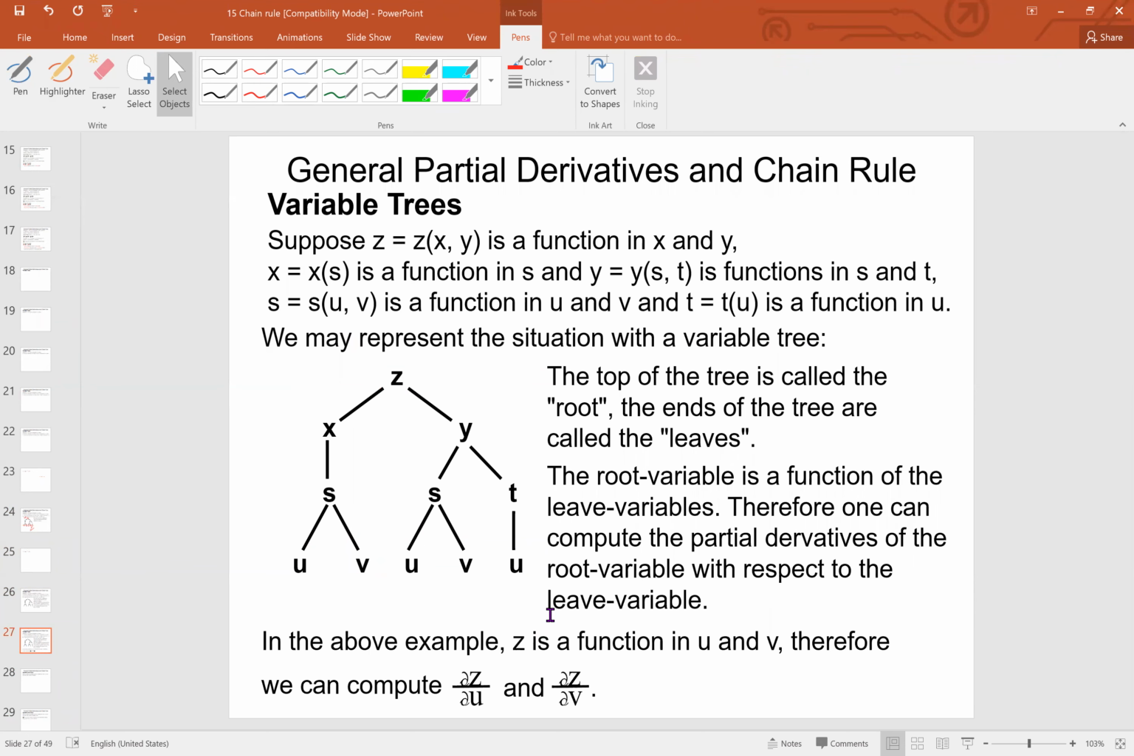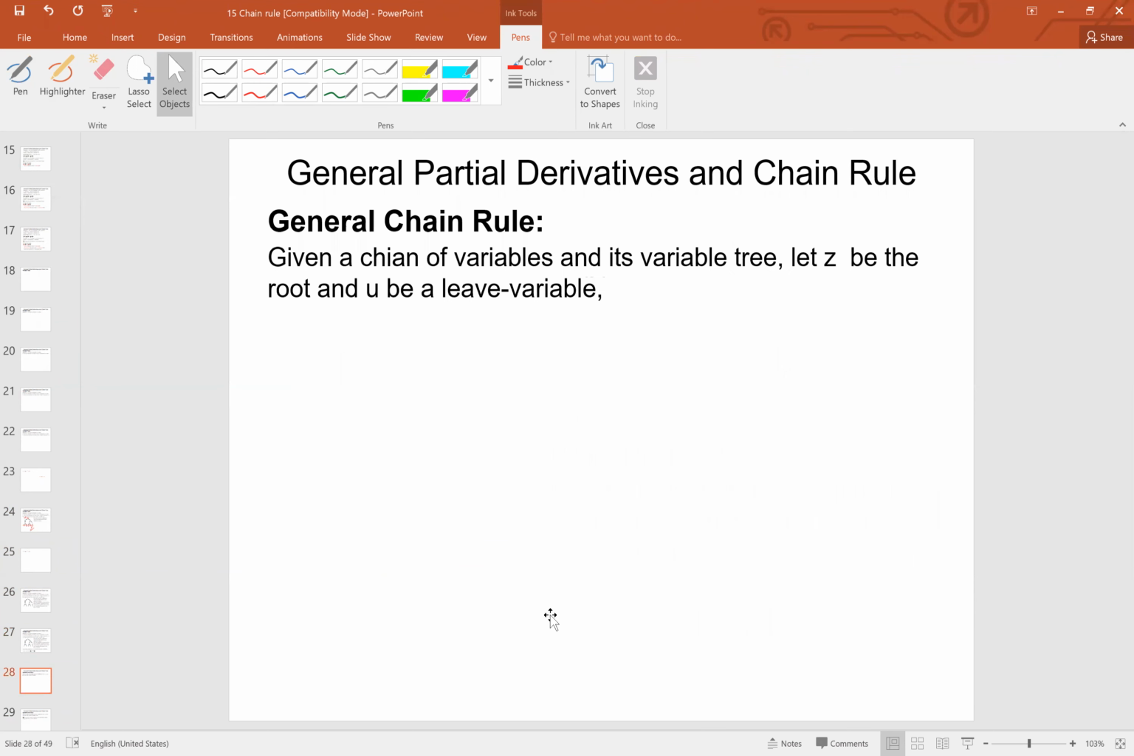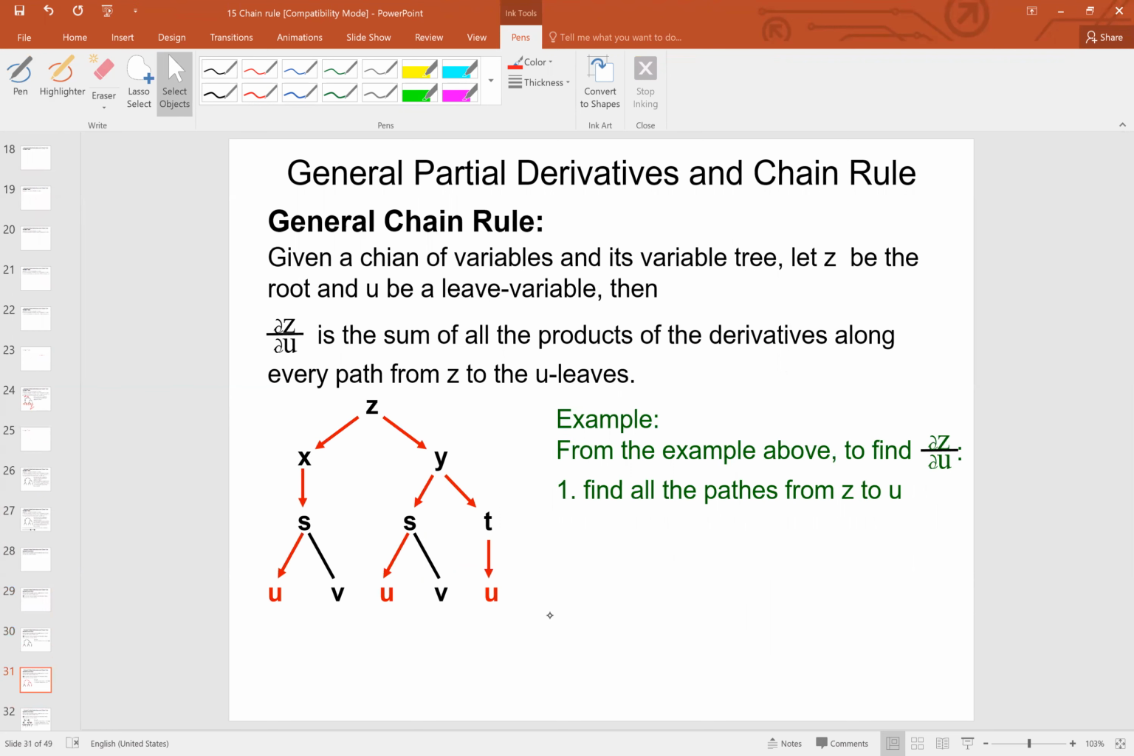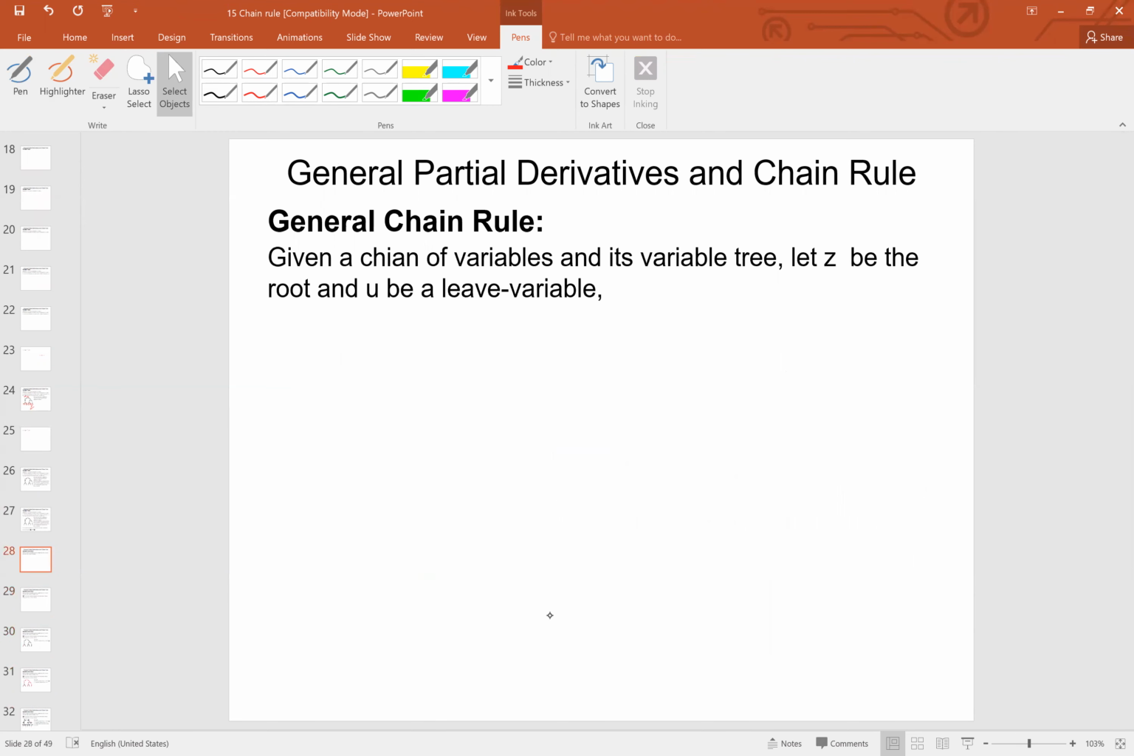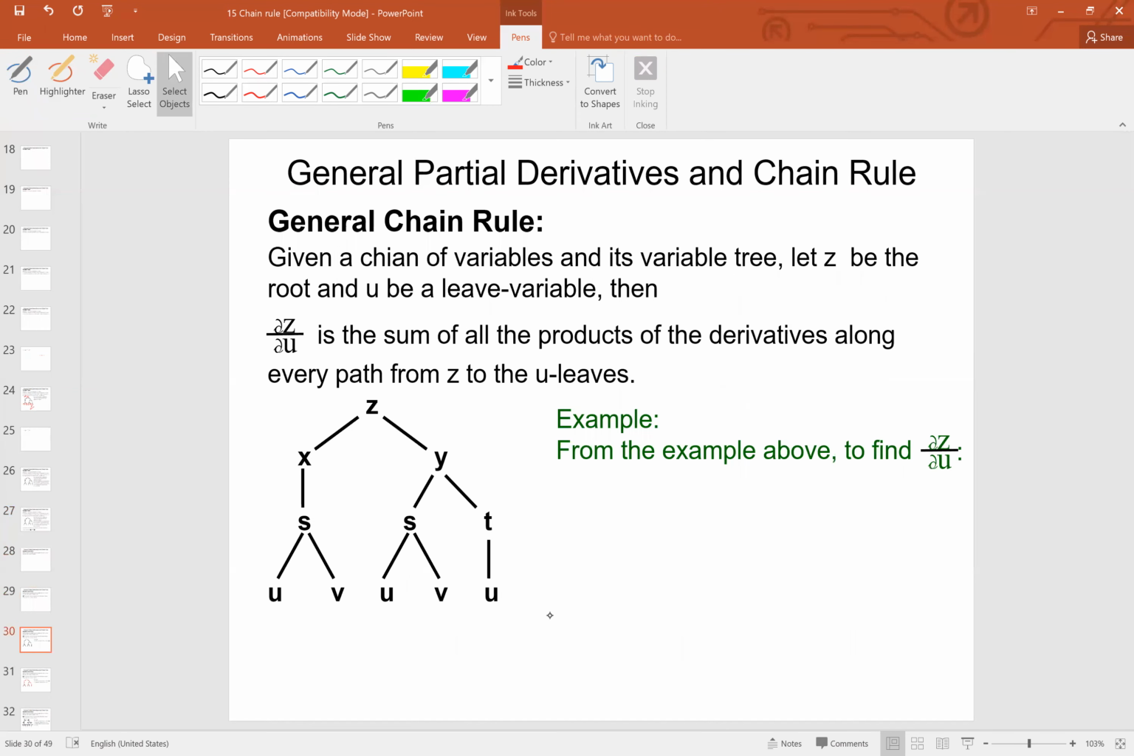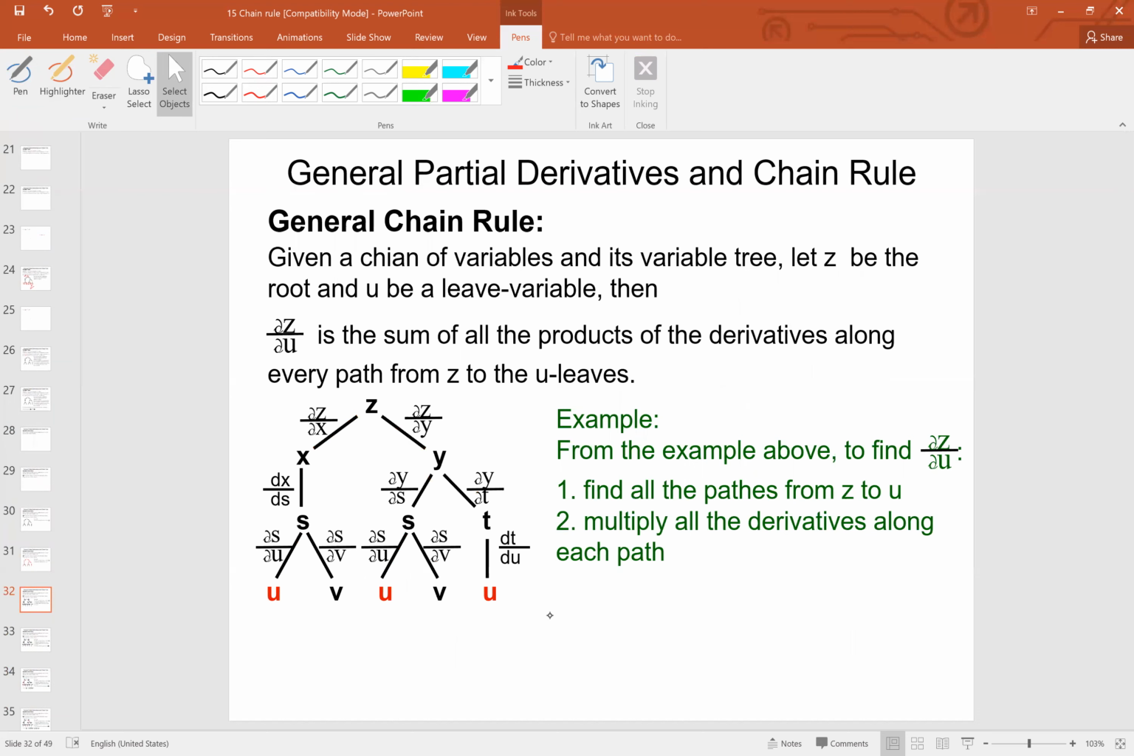So we use these to compute partial derivatives. Okay, so the chain rule. Let me just do examples. Here's the chain rule. For example, in this example, z is a formula in x and y, x is in s, s is in v, and x is in s is in u and v, and t is in u. Okay, that was the condition from before.